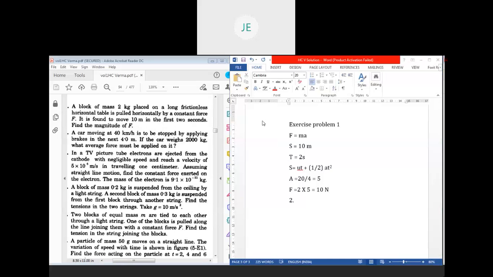Next problem. A car moving at 40 km per hour is to be stopped by applying brakes in the next 4 meters. If the car weighs 2000 kg, what average force must be applied? Again, the force formula is ma only. Mass is given, 2000 kg, and acceleration you have to find out. Then finally you can find F.